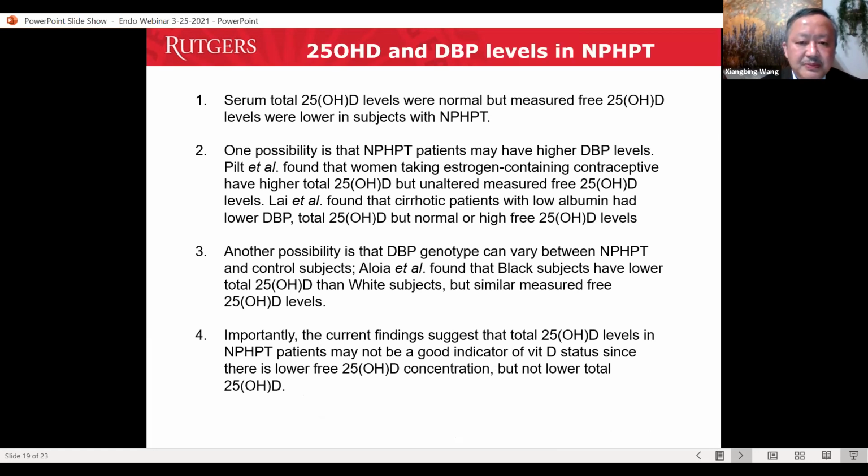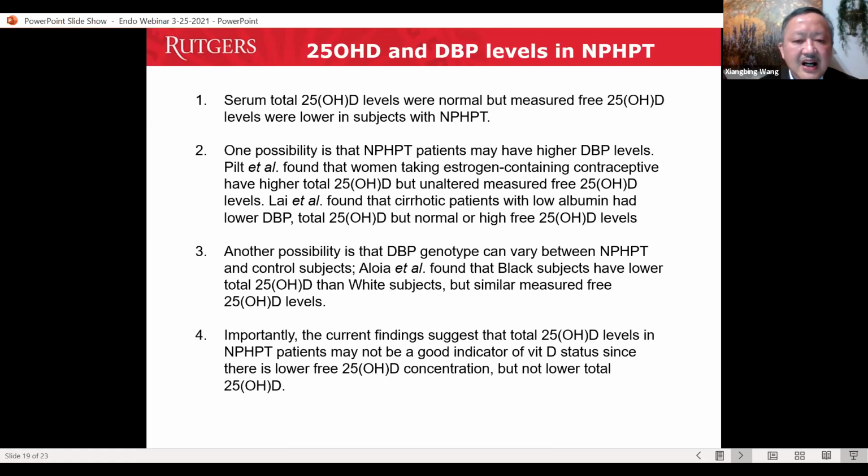So one possibility is that these normocalcemic hypoparathyroid patients may have a higher vitamin D binding protein level, and we are still in the process. We're trying to recruit more patients, and we measure D binding protein for this group of patients. We know that women who take estrogen-containing oral contraceptives have a high D binding protein.